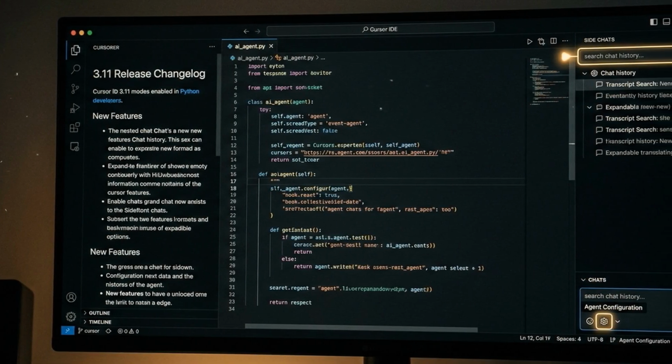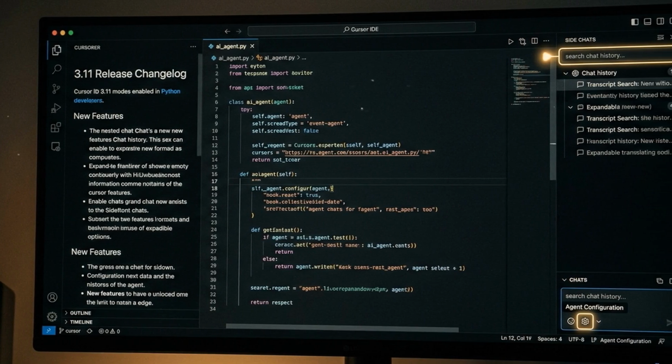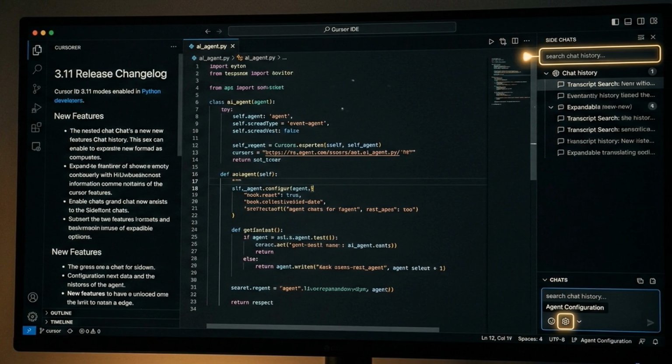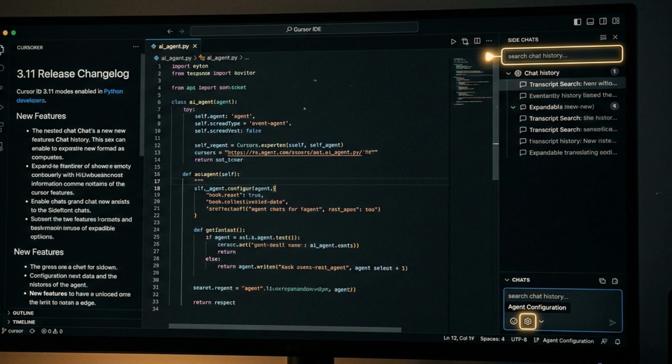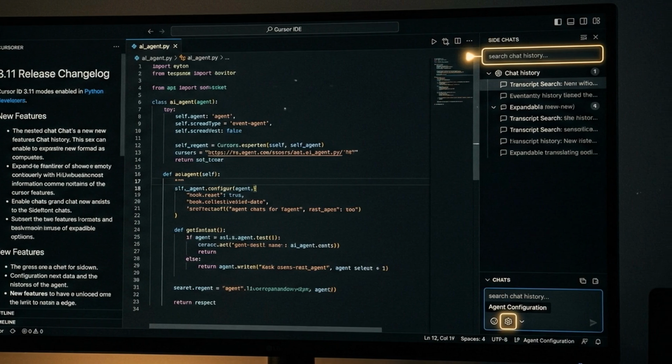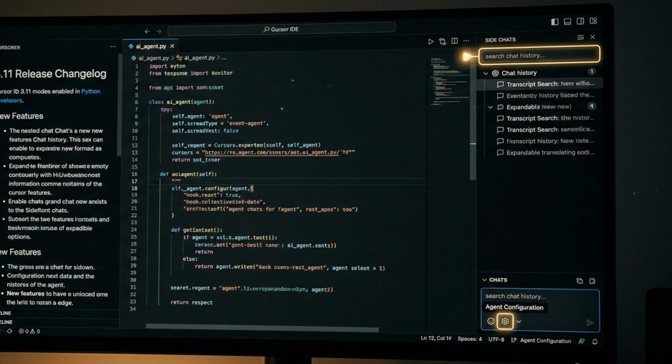Side chats allow developers to run multiple agent conversations simultaneously within a single workspace. Agent transcript search makes every past interaction, every design decision, every rejected approach retrievable through keyword and semantic search. And advanced agent controls let developers scope each agent's file access, tool permissions, and context window with precision.